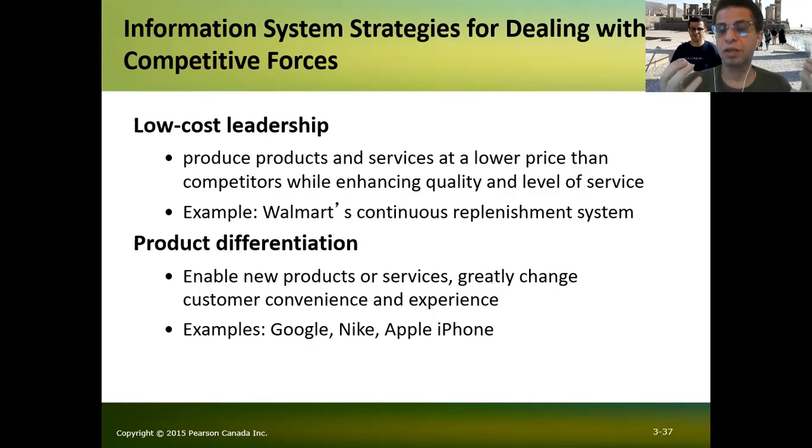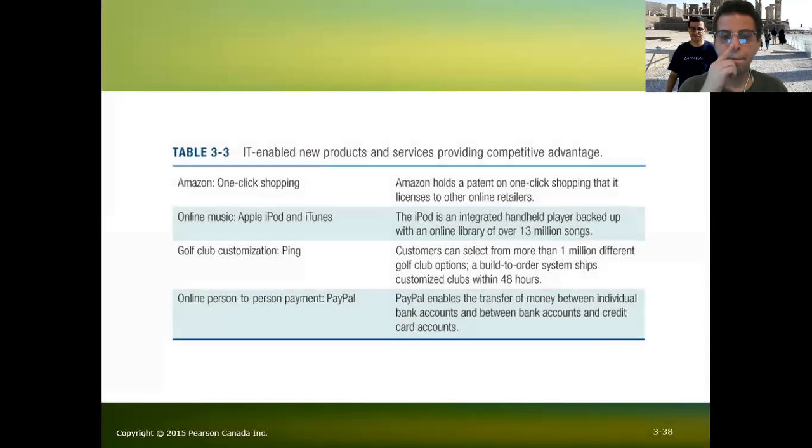So this kind of product differentiation can happen also, a mix and match, and you suddenly have a different product available. Now, examples of IT-enabled new products and services providing competitive edge are like Amazon, and you see what's going on, with one click and they have the patent. The online music, like Apple iPod and iTunes. You have the online person-to-person payment, which is PayPal. PayPal enabled the transfer of money between individual banks and between the bank account and a credit card.